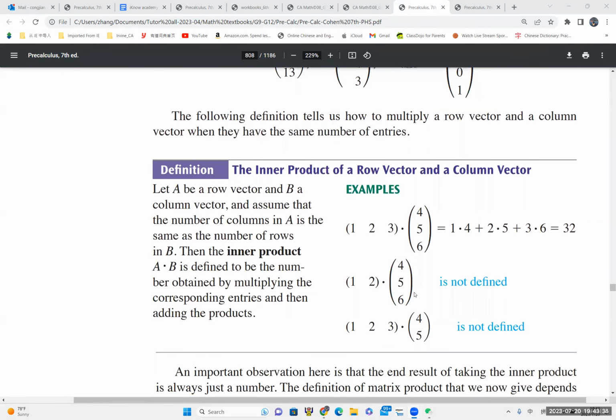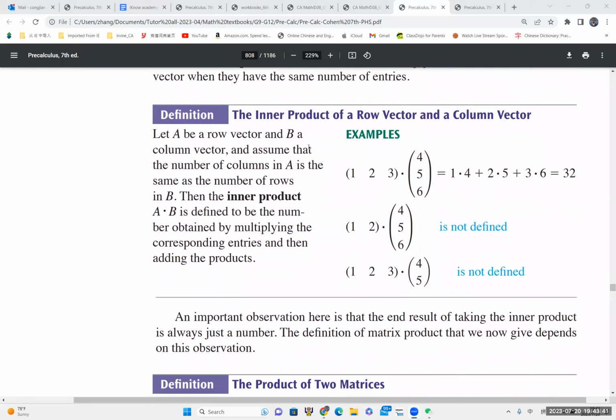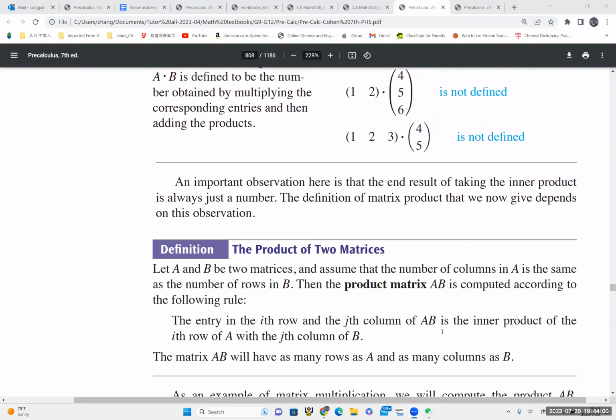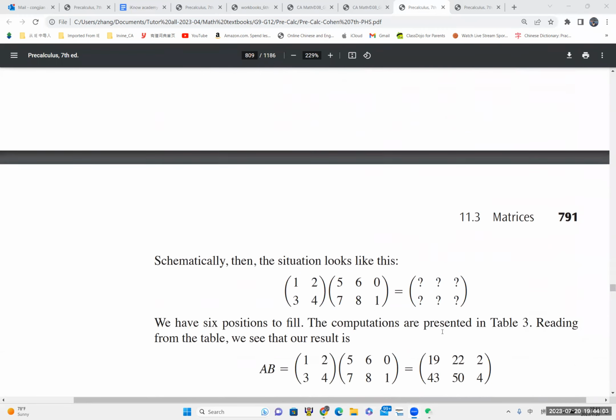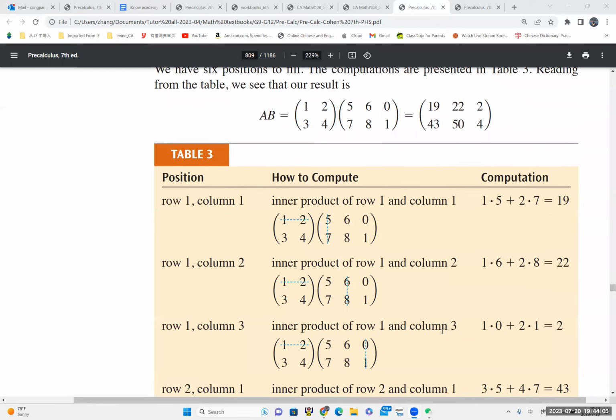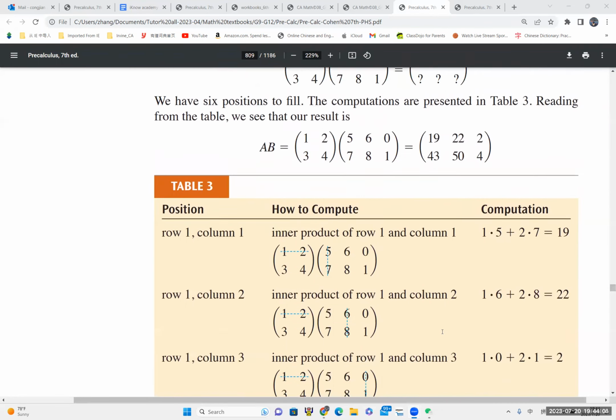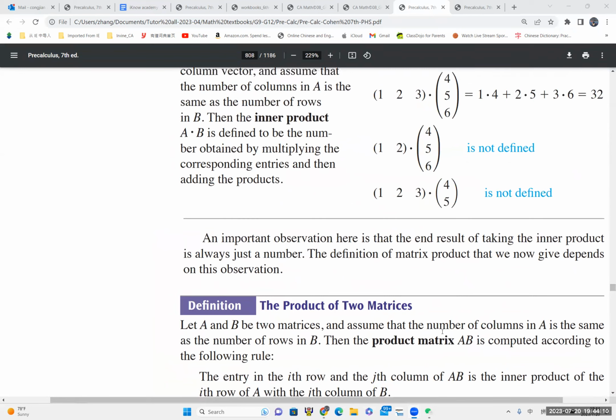Definition. The inner product of a row vector and a column vector. Yeah, for this, I suppose you can forget it. We don't want to go too deep. Yeah, here shows how to do the product of two matrices.